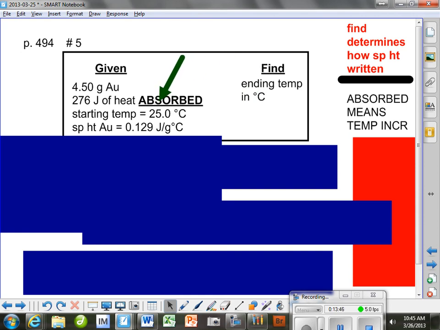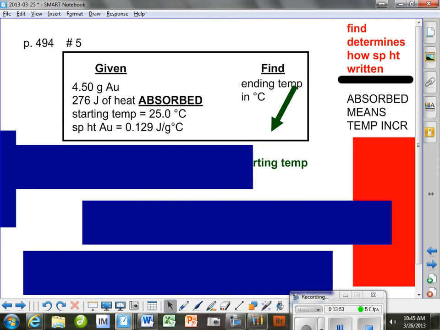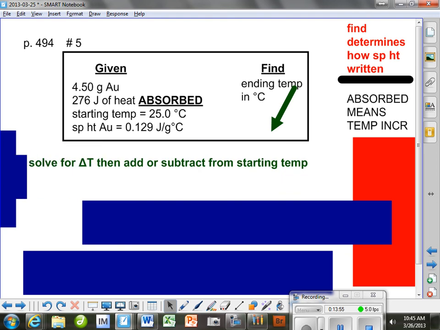And so what we're going to do is calculate that delta T. Now, here's the deal. We're going to solve for delta T first, and then we're going to subtract or add. In this case, it's what? Add or subtract. Add. Yeah. Okay, good. So, now we're going to go ahead and do the calculation.